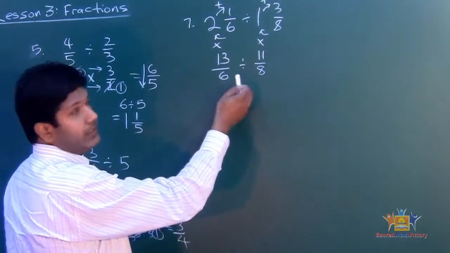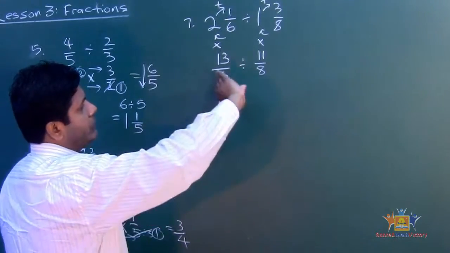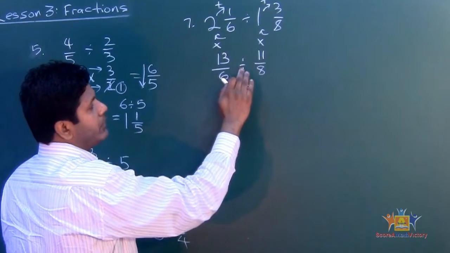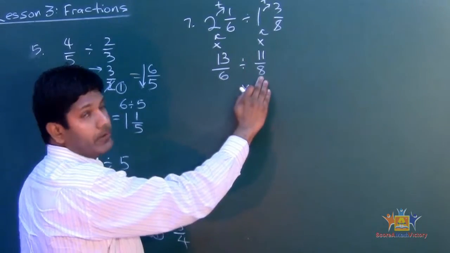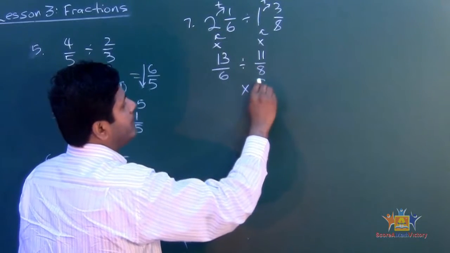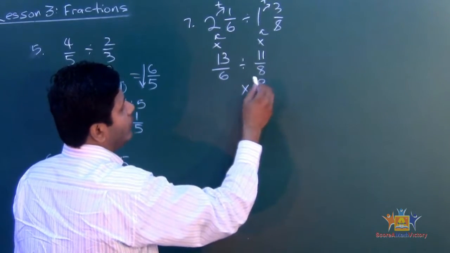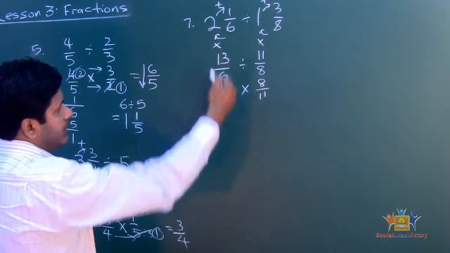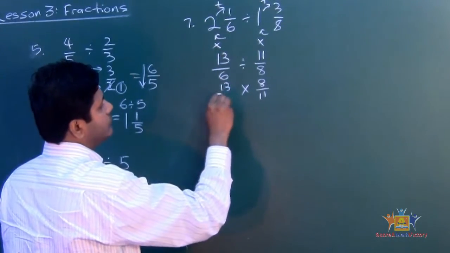Now we're going to use the doorknob method. We're going to turn the division into multiplication. So what are we going to do? When you turn the division into multiplication, what happened to 11 over 8? It also turns. Okay, pretty much the reciprocal. The 11 over 8 becomes 8 over 11. Then bring the 13 over 6 straight down.